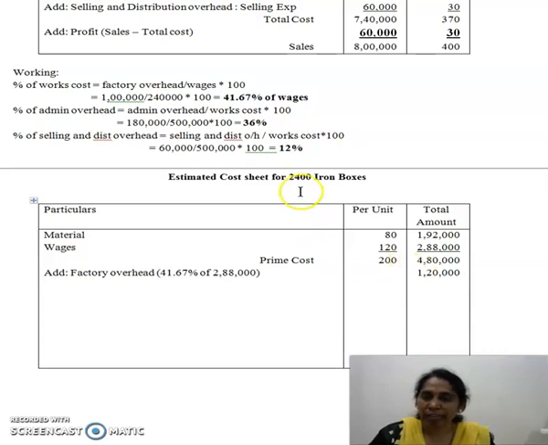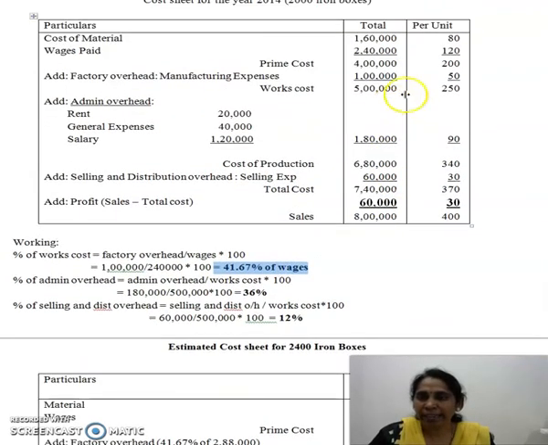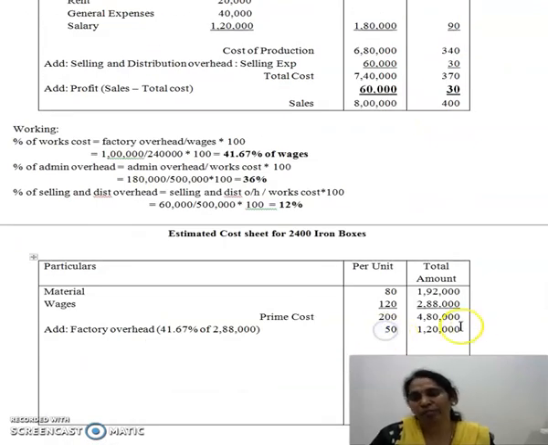Now if you take per unit 1,20,000 divided by 2,400, how much is it coming? I hope it is 50 rupees. Check, calculate how much it is coming. 50 rupees. Yes. See, the other way is, suppose you are not going to calculate the percentage, you can take last year's per unit of 50 rupees as base, and here also you can use 50 rupees and calculate. So there are two ways.